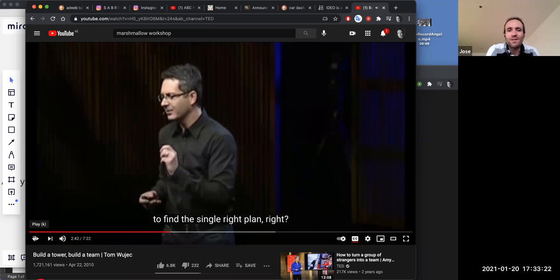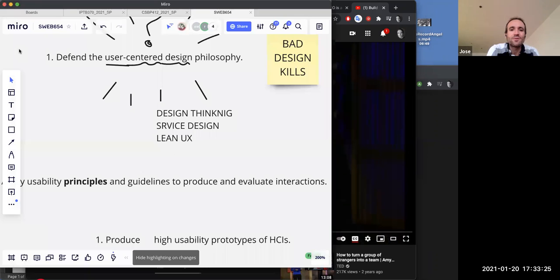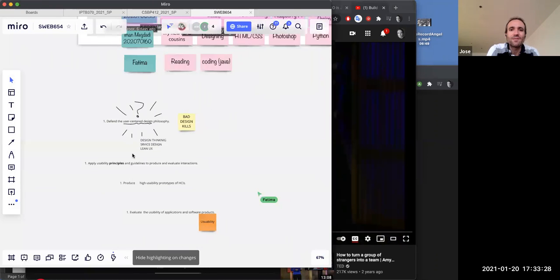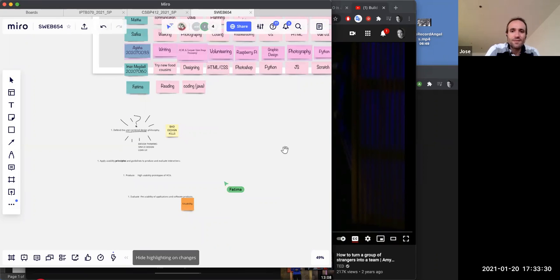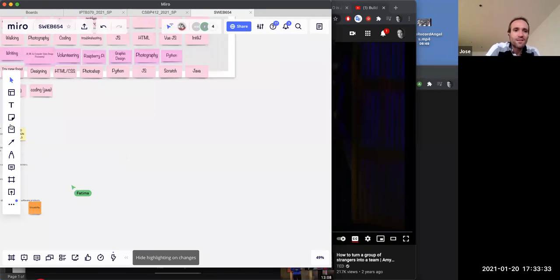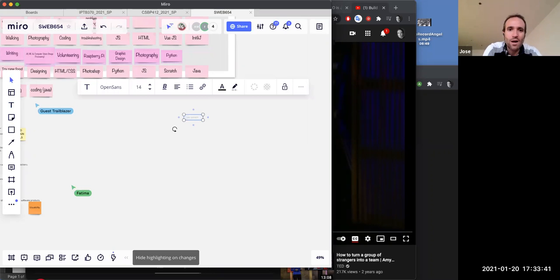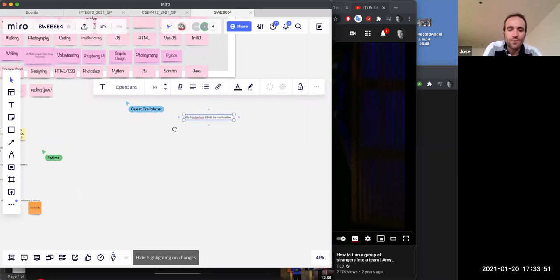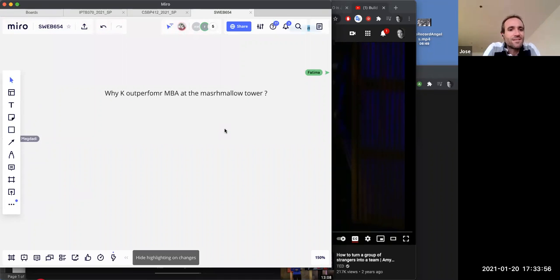Okay, so we have two reasons. Why don't we write them on Miro? So we want later to find out. So I'm going to make a space on Miro here. So does somebody want to write here, follow my mouse, and I'm going to write: Why kindergartners outperform MBAs at the Marshmallow Tower. Can somebody put a post-it here? Yes, Megadi, post-it. You can take post-its from here.